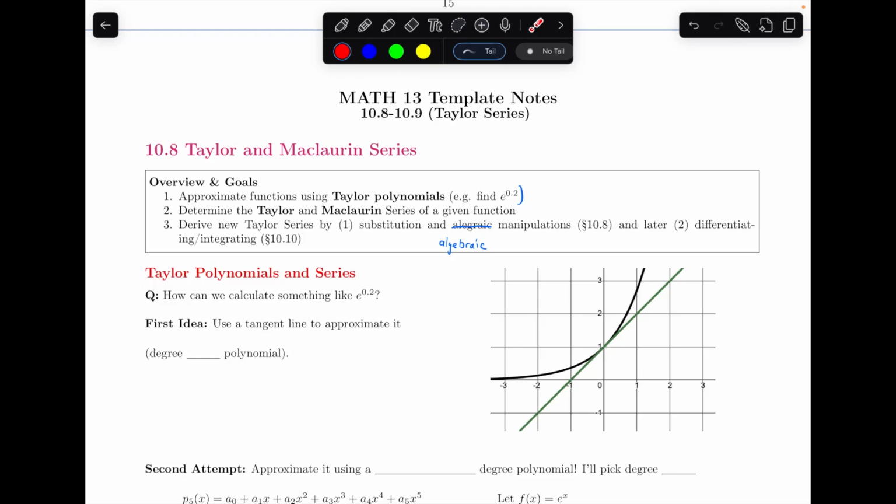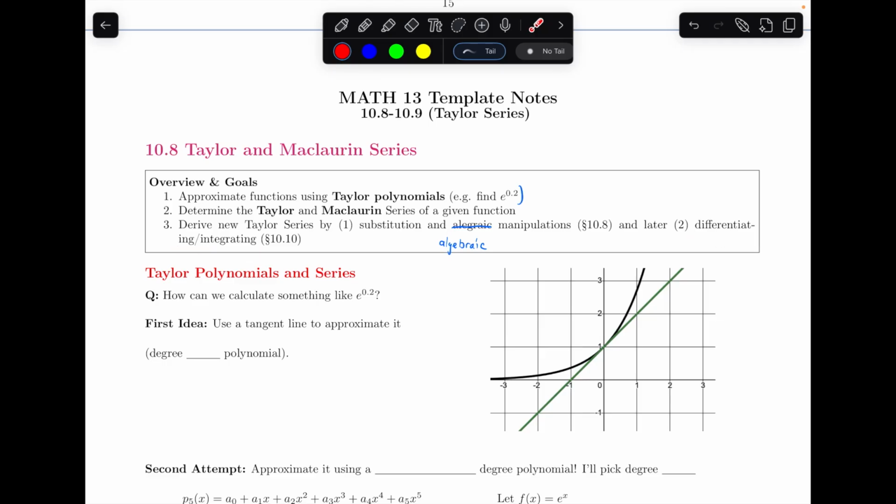In this video, we are starting our section on Taylor and Maclaurin series. So our goals are to approximate functions using what are called Taylor polynomials, determine the Taylor and Maclaurin series of a given function, and once we already have some series, we can derive new ones, either by substitution or by doing algebraic manipulations. Later, we'll get new ones by differentiating and integrating known series.